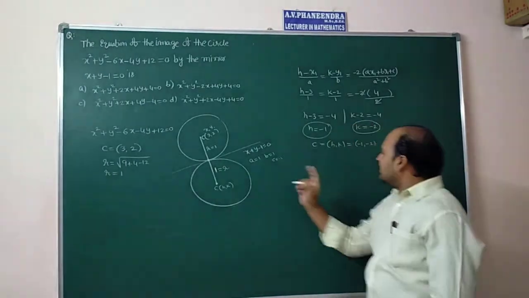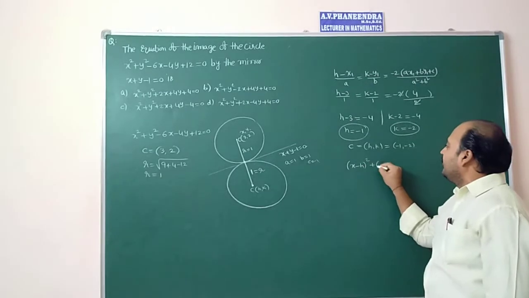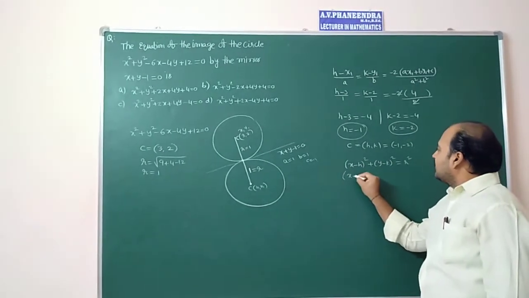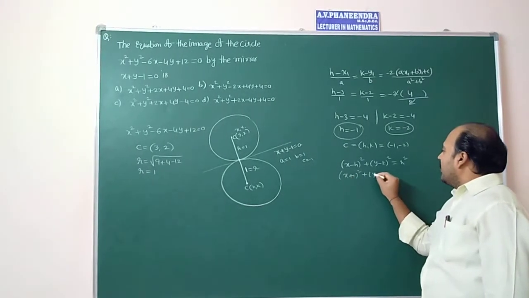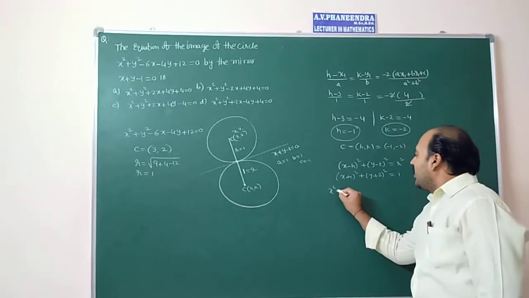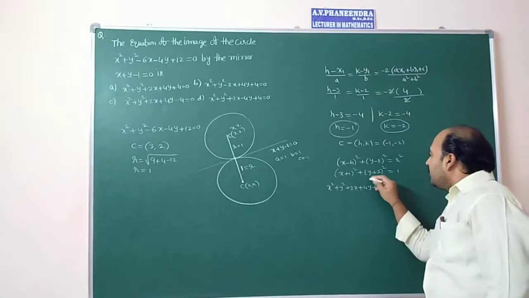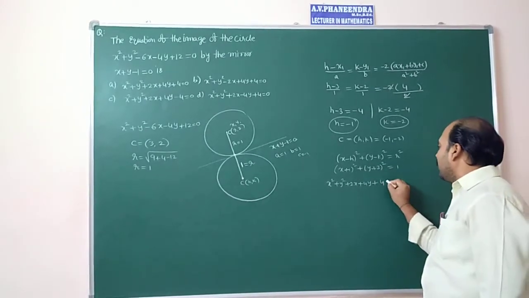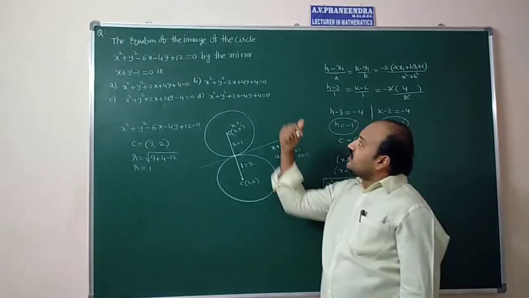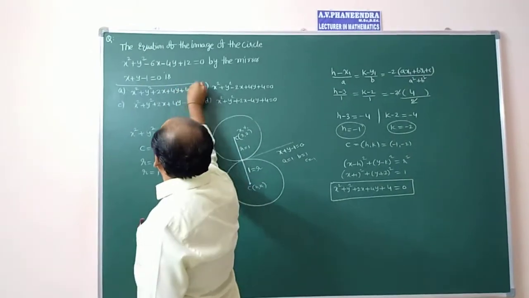So radius is 1, center is (h, k). We know that the equation of the required circle is (x minus h) whole square plus (y minus k) whole square equal to r square. (x minus of minus 1) whole square plus (y minus of minus 2) whole square equal to 1 square. x square plus y square plus 2x plus 4y plus 1 plus 4, the 1 gets cancelled, plus 4 equal to 0. This is the required equation of the circle which is the image of the given circle, which is the option given in the first.